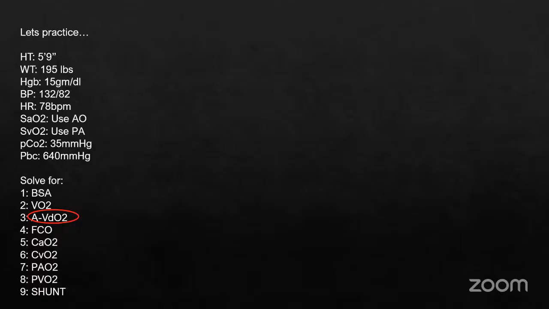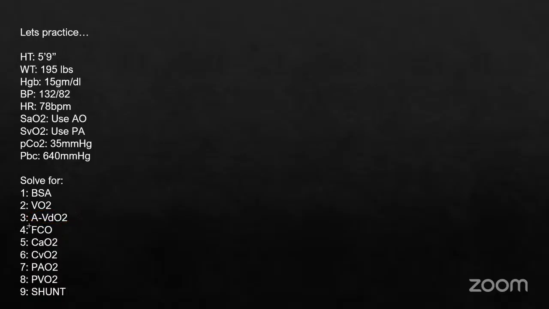I'm going to go to my graphics that I have on my packet, and look at sample A. And then what information do I need for AVDO2? I need arterial, I need AO, and I need PA. Do I go to my sample? Do I have AO and PA? I do. So that means I can also resolve for AVDO2.